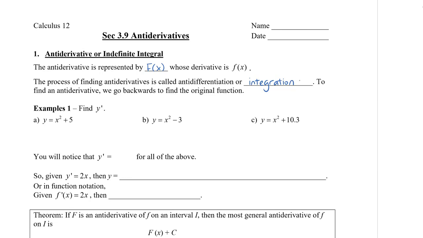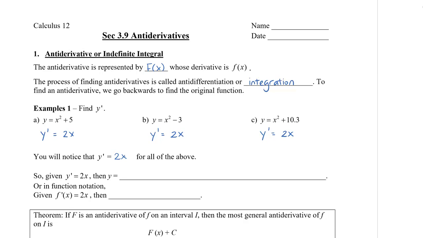Now before we do that, let's take a look at these examples here and let's find y prime, or the first derivative. So y equals x squared plus 5, y prime is equal to 2x. The second one, y equals x squared minus 3, y prime equals 2x again. The last one, we have y equals x squared plus 10.3, and y prime equals 2x again. So you will notice that y prime is equal to 2x for all of the questions.